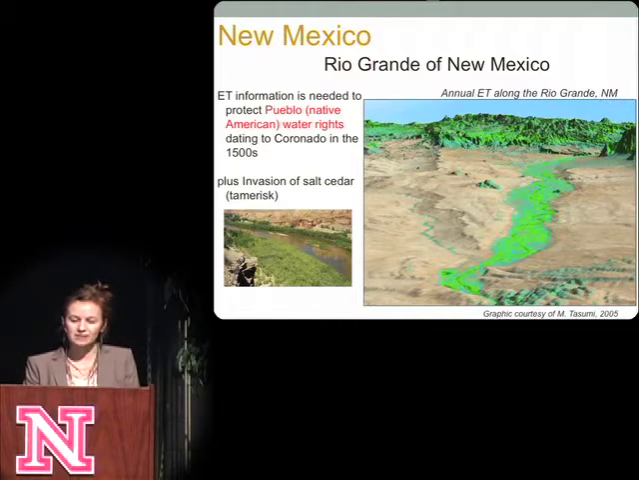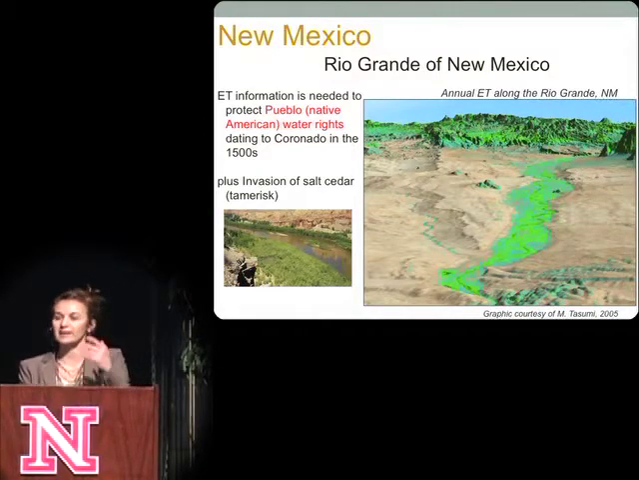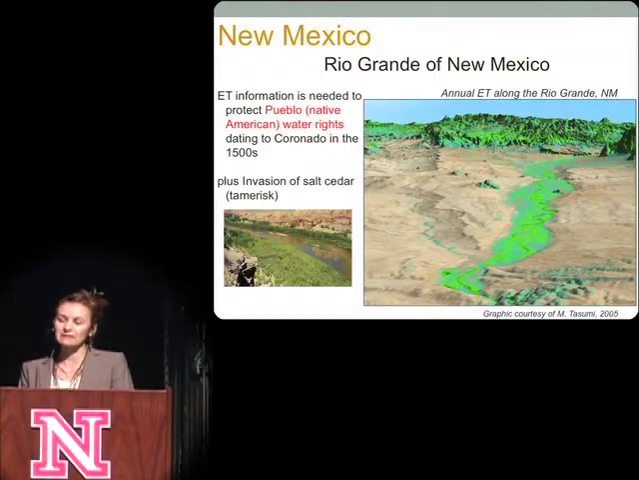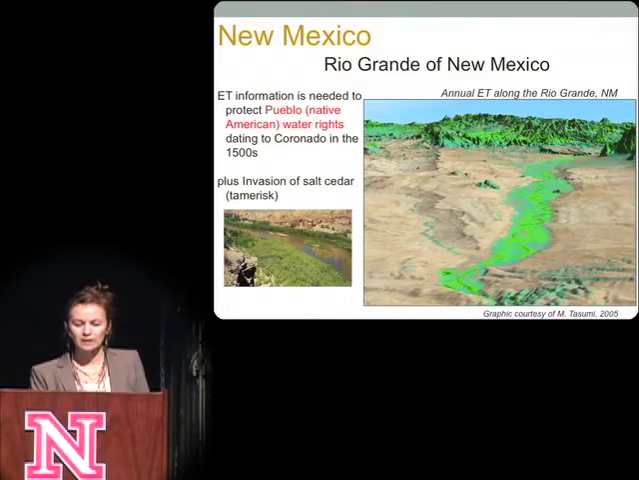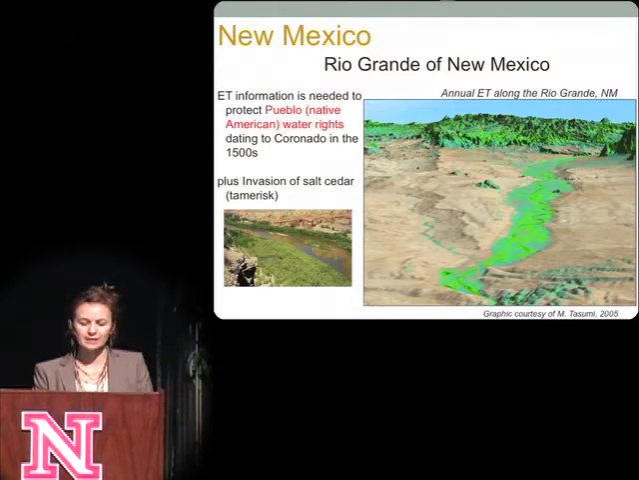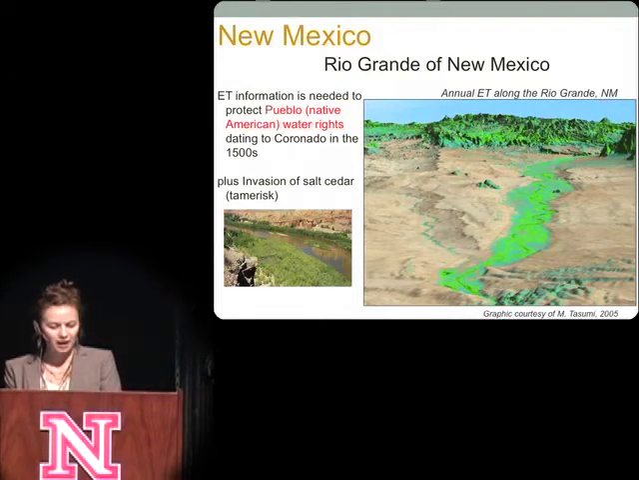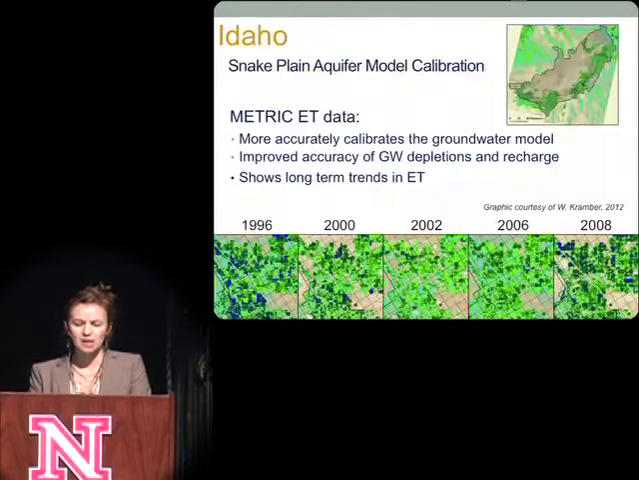These water rights go back all the way to Coronado, when the Spanish explorer came to New Mexico. So this ET information is being used to protect these water rights for these Native Americans. Plus, the second common use of the ET maps in New Mexico is looking at the invasion of salt cedar or other species along the Rio Grande.